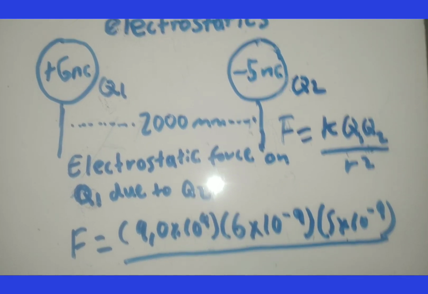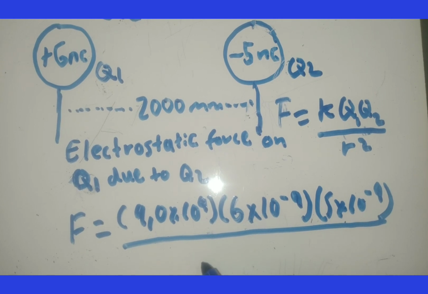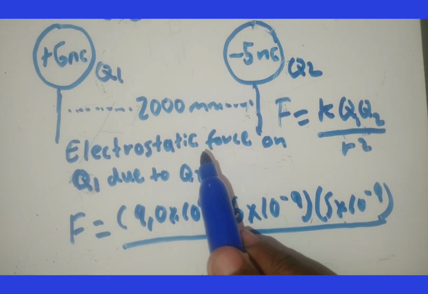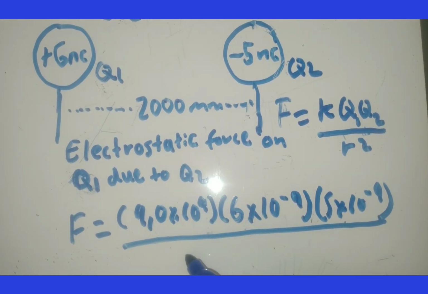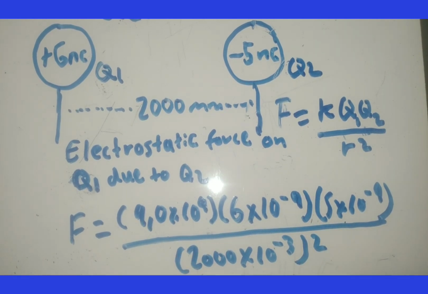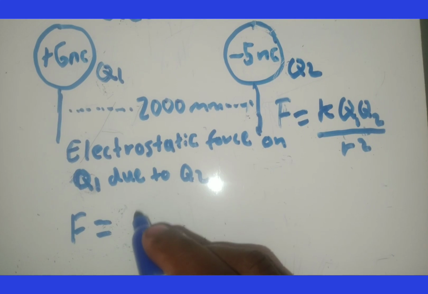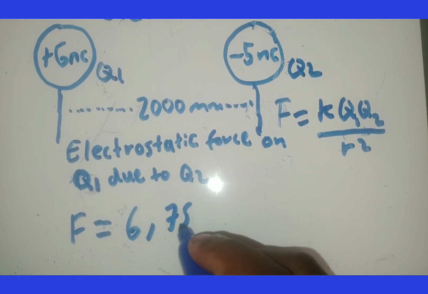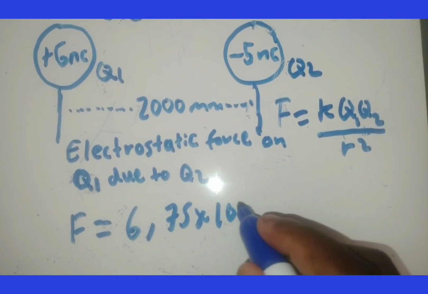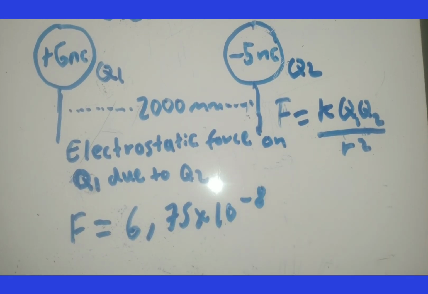And then now let's talk about the distance. So then it's over r squared, which is the distance, right? Now the distance is 2000 millimeters, as I put there. So we can't leave it in millimeters. We have to convert it to meters. So in order to convert it to meters, we have to multiply it by 10 to the power of minus 3. And this is all squared. And then let's get the answer of this so you can verify with me. So the answer will be 6,75 times 10 to the power of minus 8. You can just verify if that is correct.